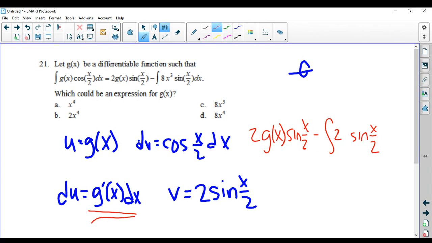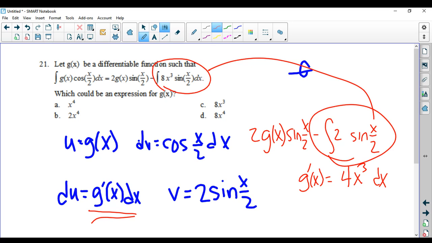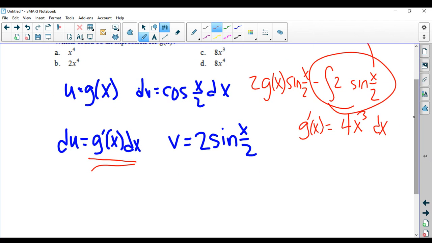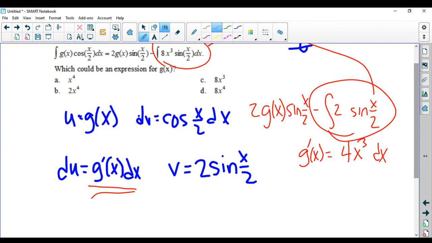So since we have a 2 sine x squared out here, and by this, after we put the g prime in, we're going to get an 8x cubed. That means the g prime must have been 4x cubed dx. That would make this the same. So now we know what g prime of x is. The question is, what could g of x be? What could be an expression for g of x?